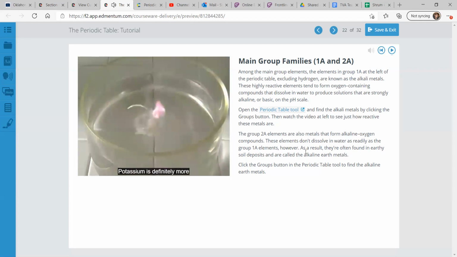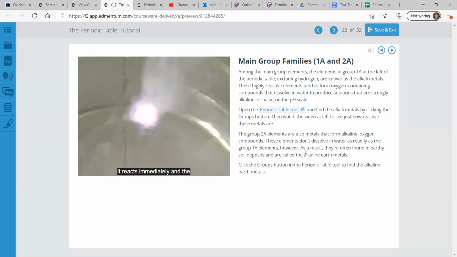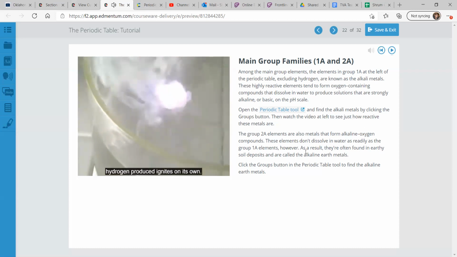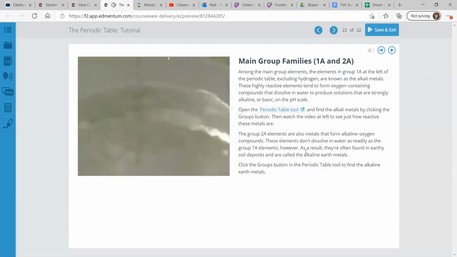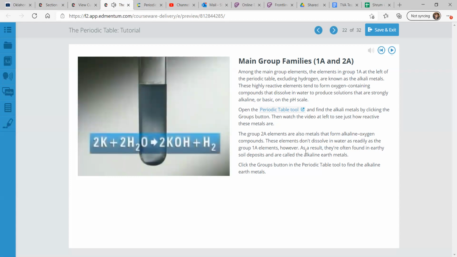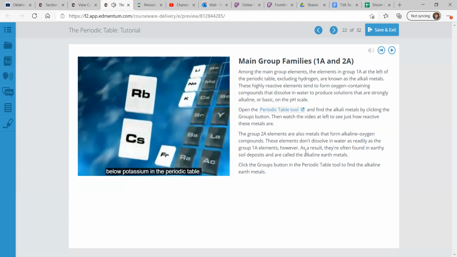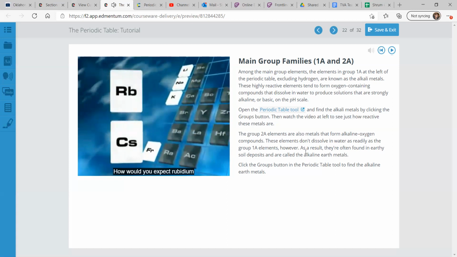Potassium is definitely more reactive than sodium and lithium. It reacts immediately, and the hydrogen produced ignites on its own. Universal indicator goes blue. Potassium reacts with water to form potassium hydroxide and hydrogen. Rubidium and cesium are elements which lie below potassium in the periodic table. How would you expect rubidium and cesium to react with water?